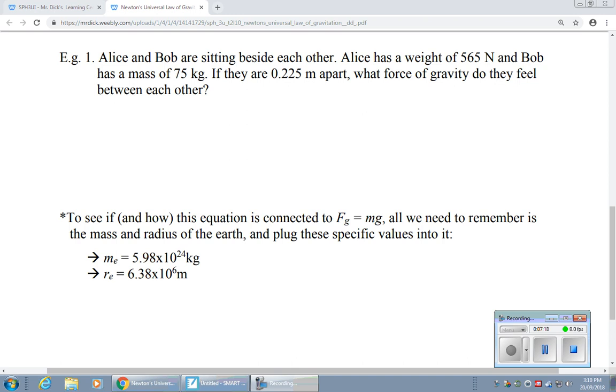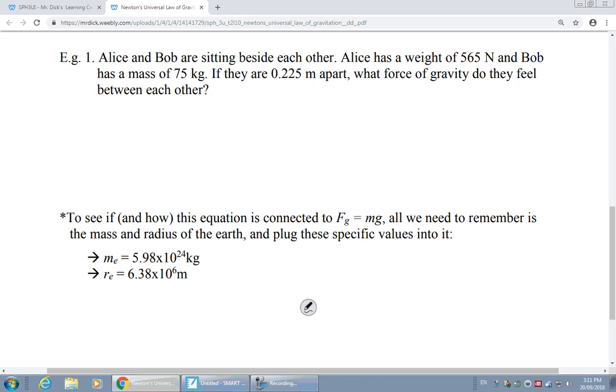And now we can actually try and use this formula to help us figure out some forces of gravity. But again, remember, we're not just concerned with how much gravity something's feeling from the Earth. We're now interested in how much gravity any object is exerting on any other object. So, for example, if we just have two regular people, who we'll call Alice and Bob, sitting beside each other, and we know Alice's weight, and we know Bob's mass in kilograms, we know how far apart they're separated, and we know that anything with mass feels a force of gravity. So we're trying to figure out what is the force of gravity that they feel between them.